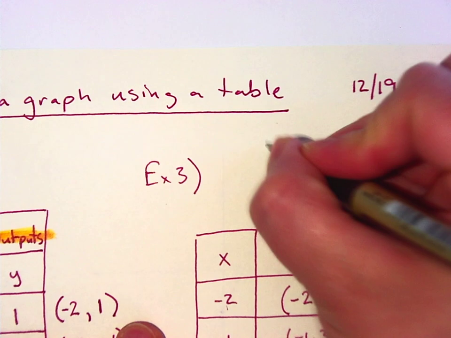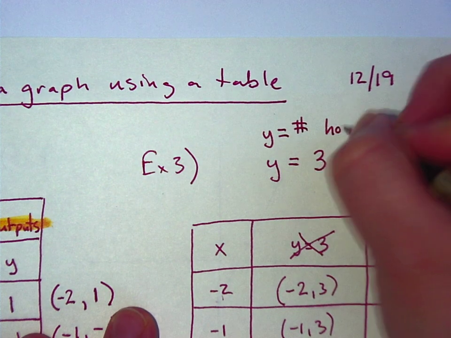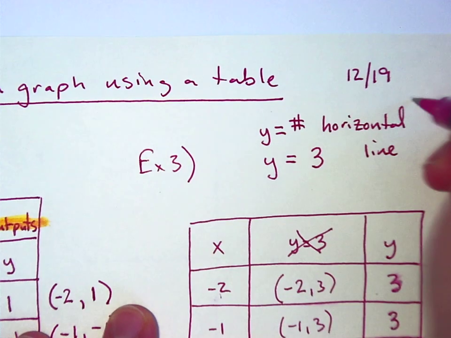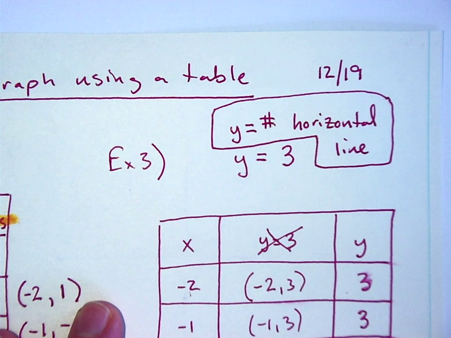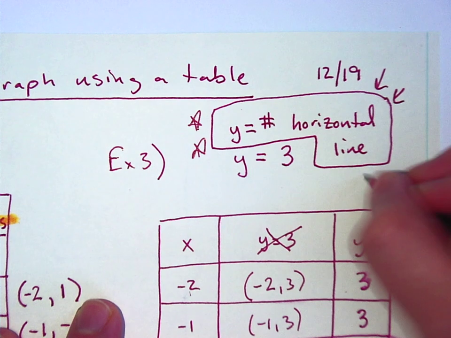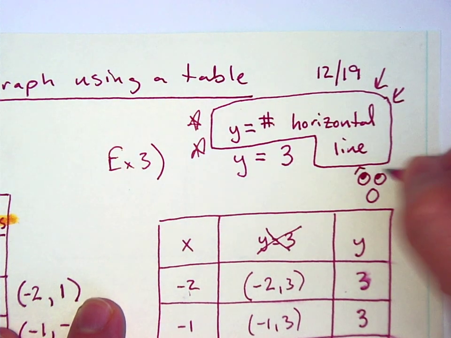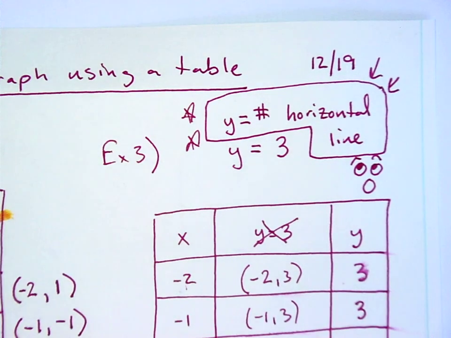Okay, so here's what I want you to write. I want you to write, if you ever have the equation y equals a number, that is a horizontal line. Maybe like put some stars by it, a couple arrows, like oh my gosh, like what? I can't believe it, you know. So if it's y equals a number, that's a horizontal line.